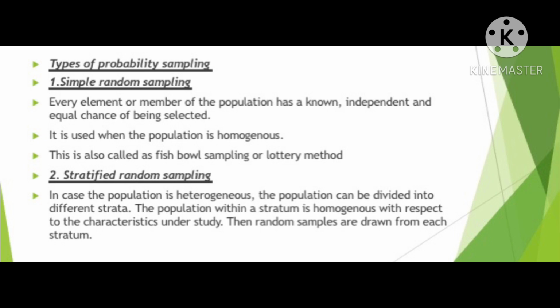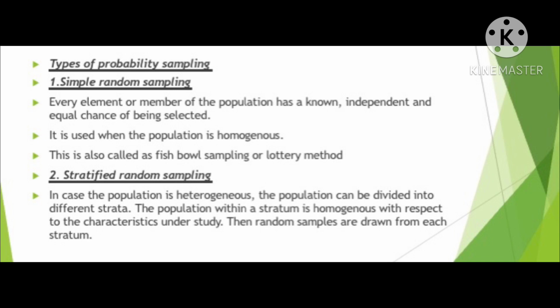First one is simple random sampling. This method we can otherwise call lottery method or the chit method. If we are keeping many chits in a bowl and we are picking one chit out of that, we are randomly picking the chits. That process we are doing in simple random sampling. Every element or member of the population has an independent and equal chance of being selected.